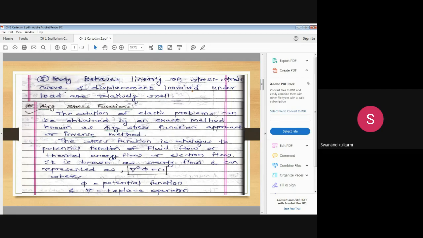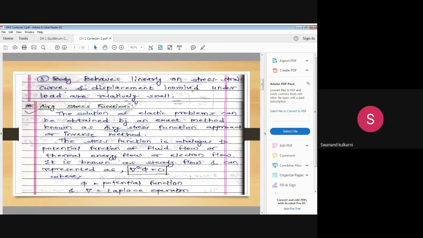And one last assumption which is present in this theory of elasticity is the body behaves linearly on the stress-strain curve, and displacements involved under load are relatively small. Is it okay? So very small displacements, and the strains are also always small. So this is again one kind of assumption. Now as far as the Airy stress function is concerned, the solution of an elastic problem is achieved with the help of Airy stress function, and that is an exact method. So by that way, we are able to calculate the values exactly. The stress function is analogous to potential function.